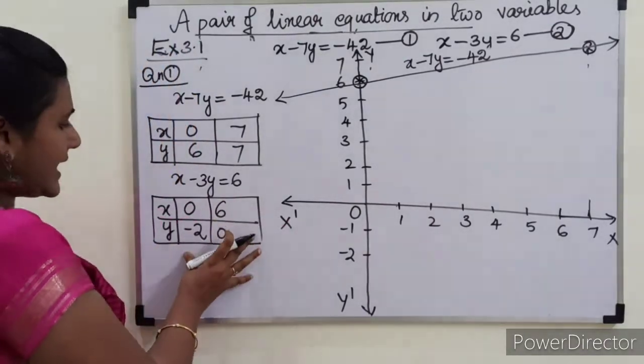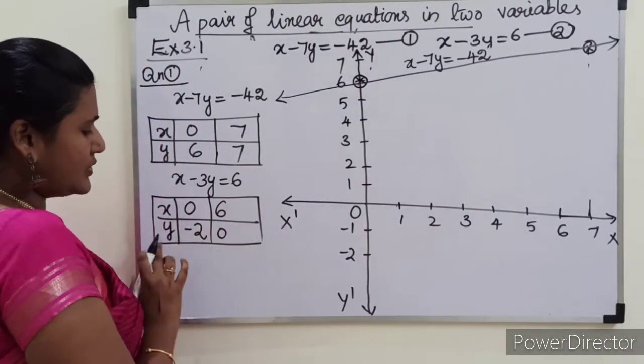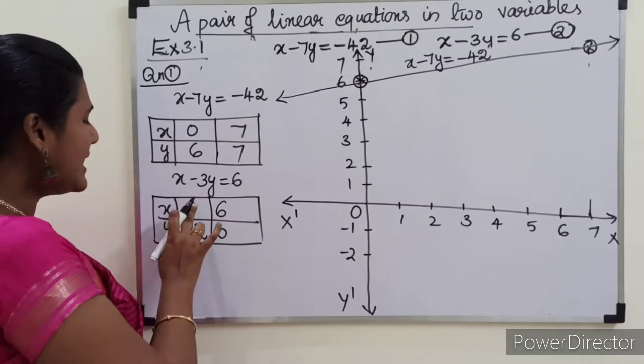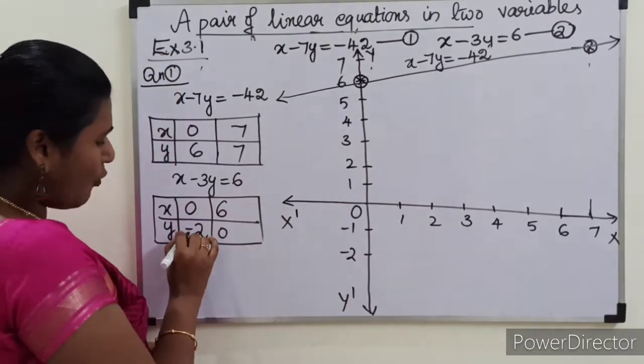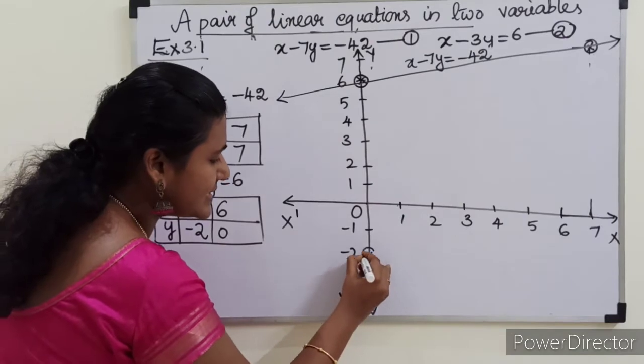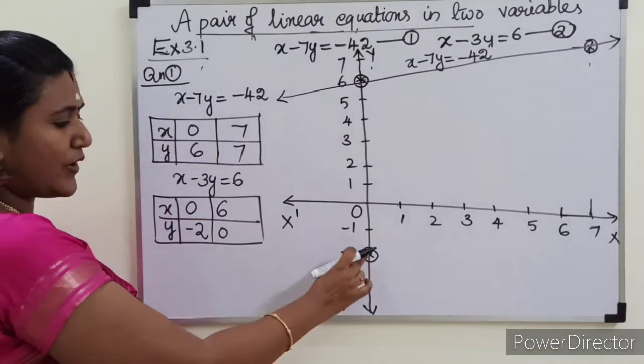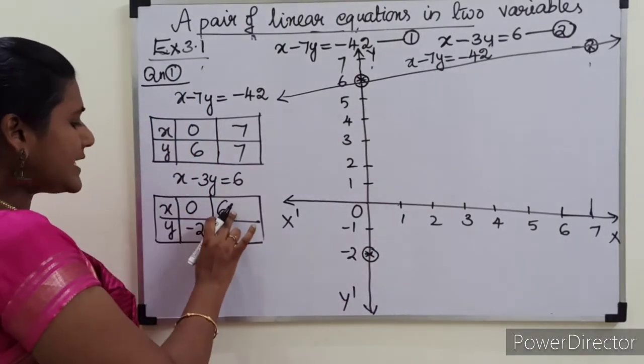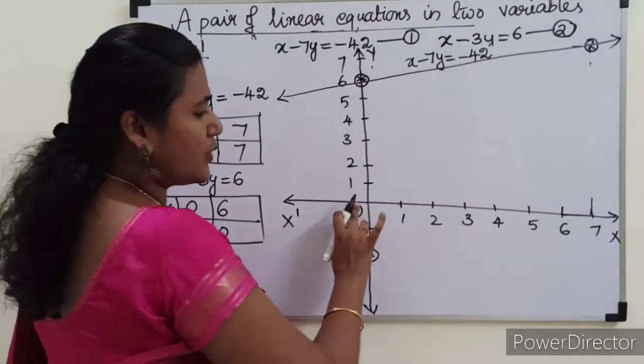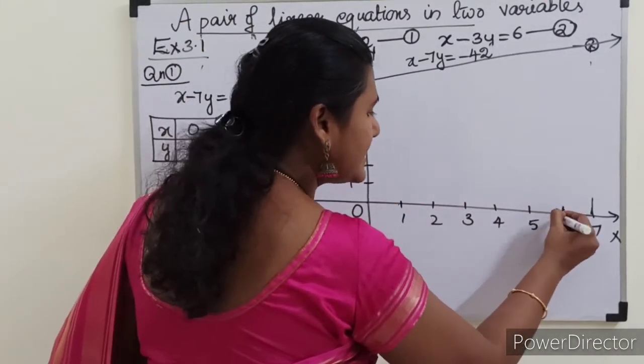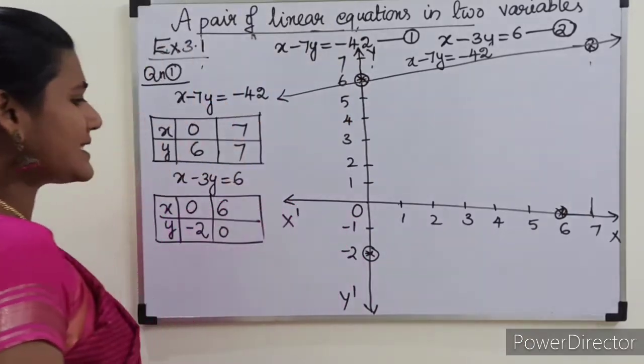Now we will see the second equation solution. We are going to plot the points. That is x is equal to 0, y equal to minus 2. This point is the solution. Now x is equal to 6, y is equal to 0. So this is the second solution.